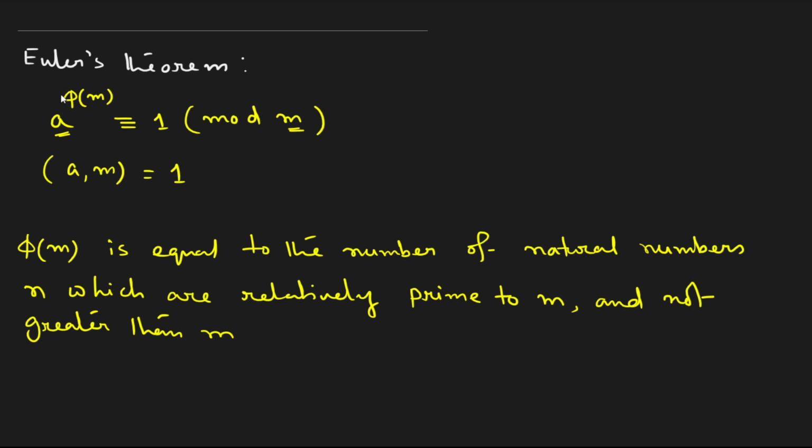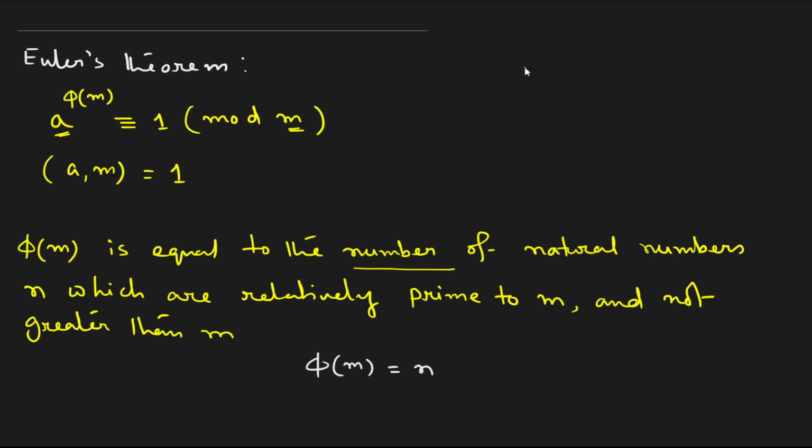Now let us try to understand what phi of m is. Phi of m is not a function here; it is a number. Phi of m is equal to the number of natural numbers relatively prime to m and not greater than m.